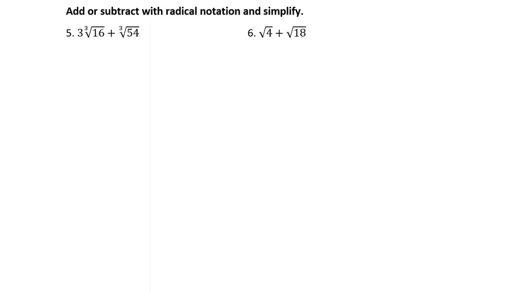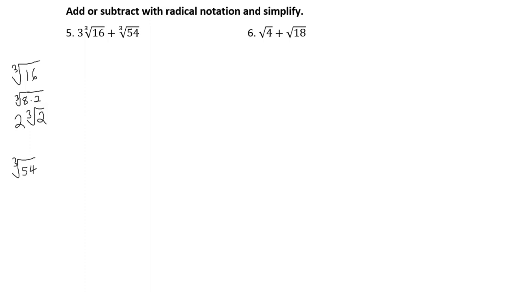All right, in this one, we're going to add or subtract as well. And again, we don't have the same roots here, but let's see if we can get them in the same roots. So we have cube root of 16 and cube root of 54. Well, 16 is 8 times 2, and 8 is a perfect cube. So then that becomes 2 cube root 2.